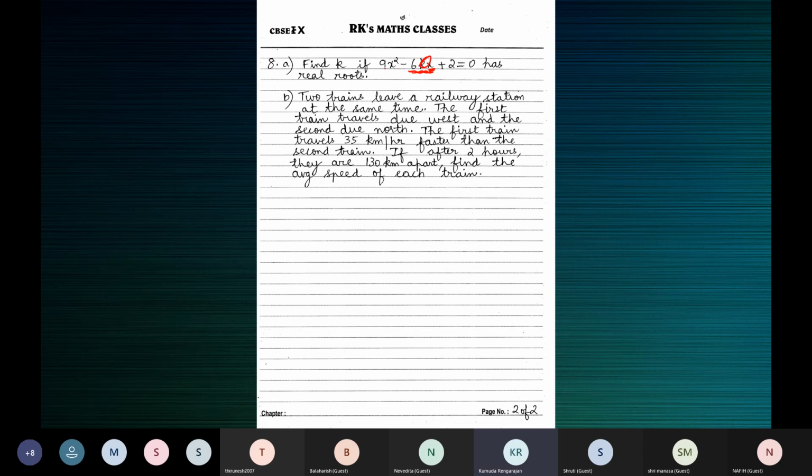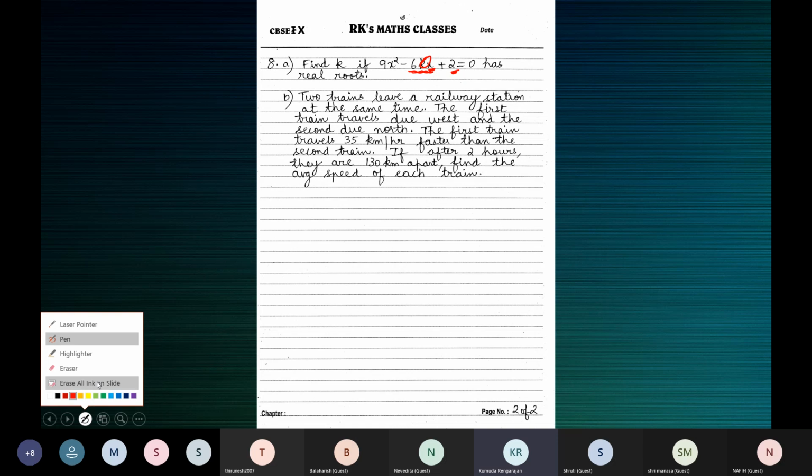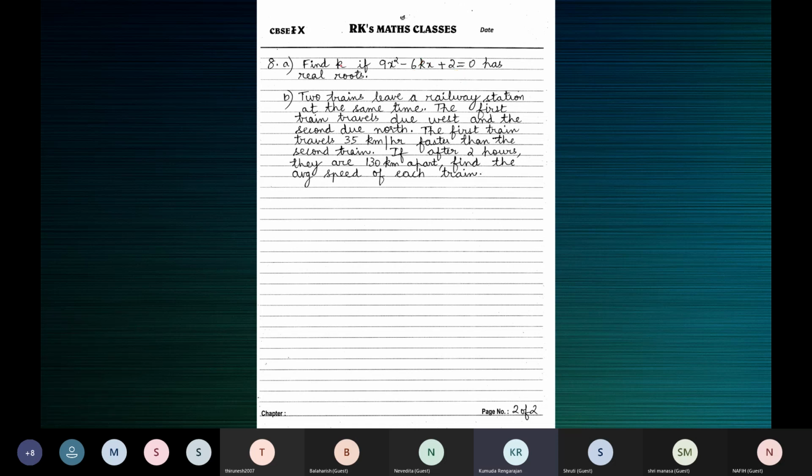What's the value of k? That is what you have to find, and 2 is a constant. The question is: find k if 9x squared minus 6kx plus 2, where the coefficient of x is minus 6k to be precise, has real roots. We need to find the value of this k if the given quadratic equation has real roots. So the condition for real roots is the discriminant being greater than or equal to 0.